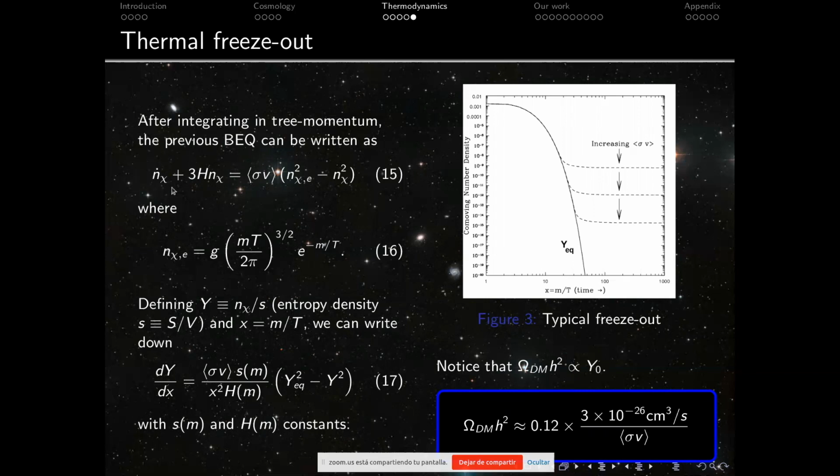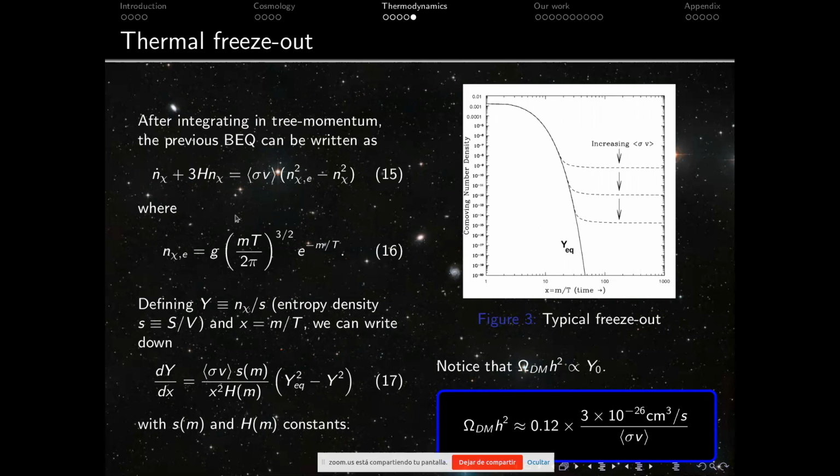So here you can see that in this equation you have a term that gives you the change rate of the number density of your dark matter particle. You have here a term that is due to the expansion of the universe. Here you have the Hubble parameter, the Hubble rate. And on the right side you have the interactions. This is the cross section, and here n_chi equilibrium is the equilibrium density, which is given by this expression.